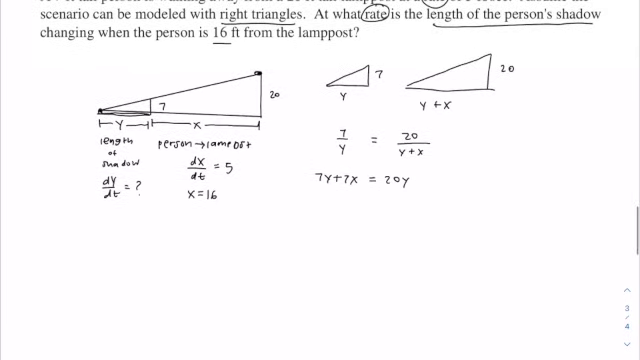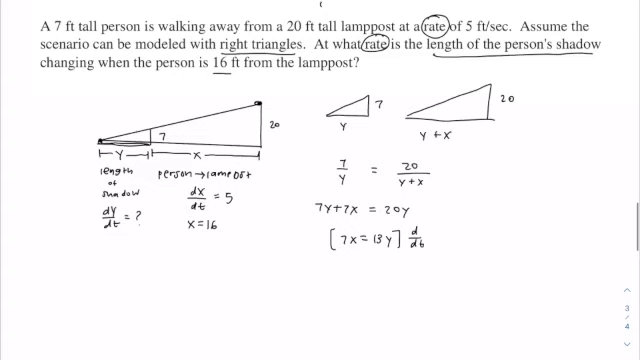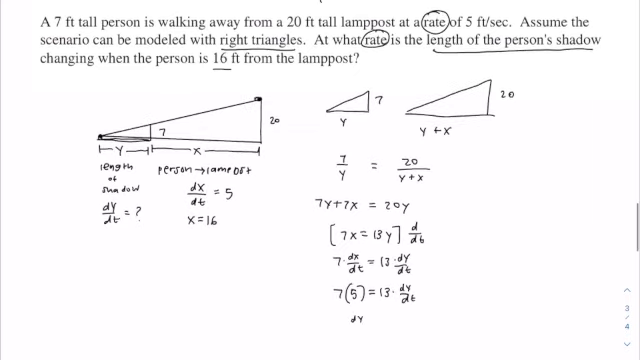Okay, so I'm going to move all the y's to one side. So we have 7x is equal to 13y. Now, this is our equation right here. We can differentiate this with respect to t to get dy/dt. So on the left, we have 7 times dx/dt is equal to 13 times dy/dt. And then dx/dt, we are given that it is 5, and then 13 times dy/dt is what we're trying to find. So dy/dt is equal to 35 over 13, and that is our answer.